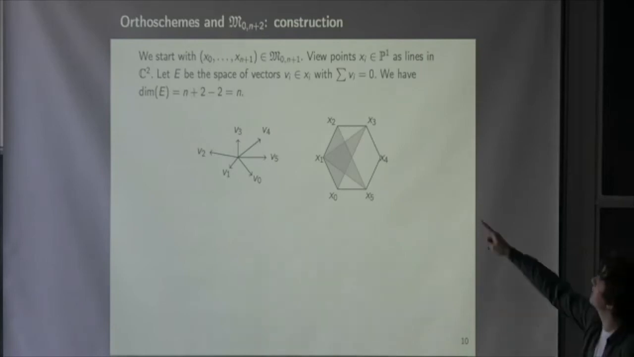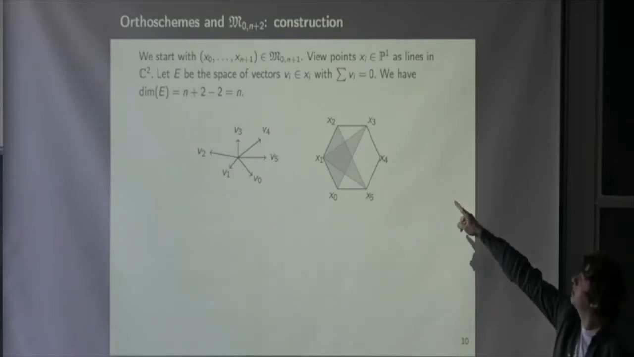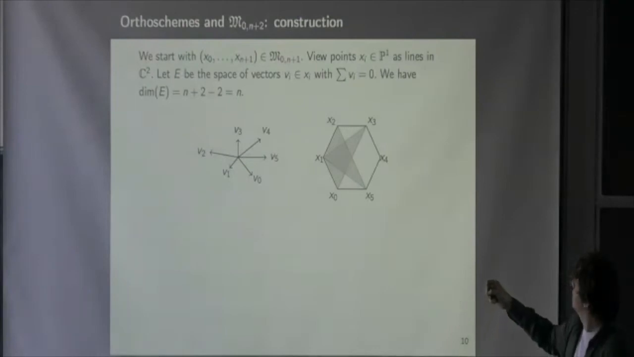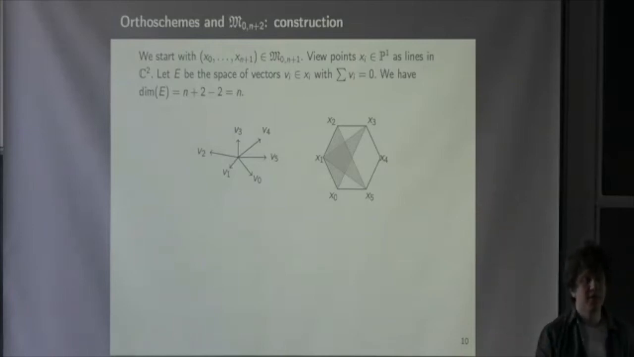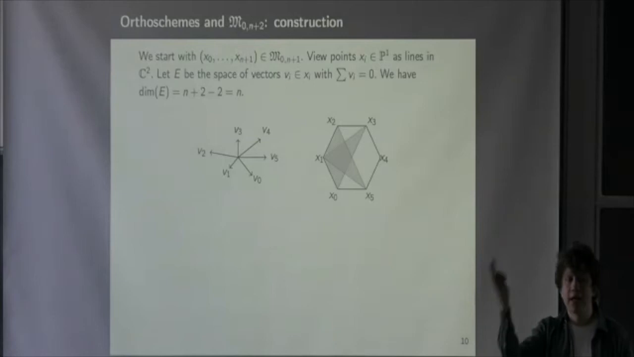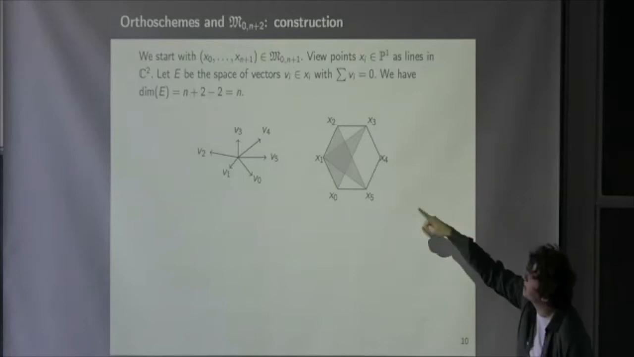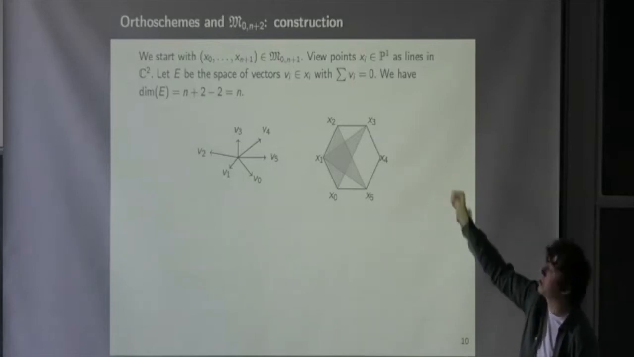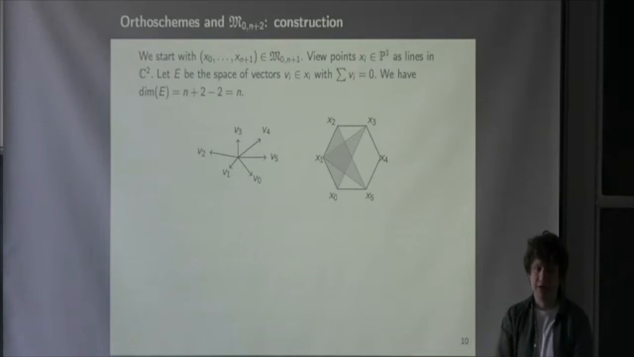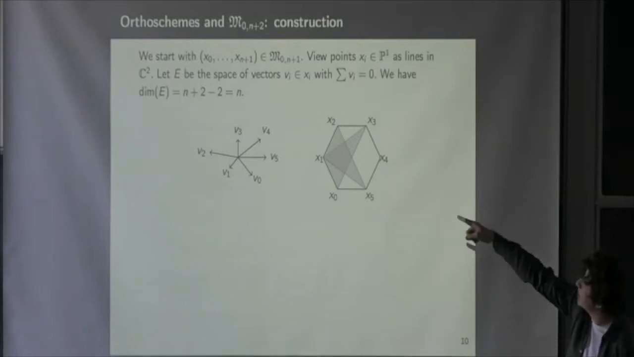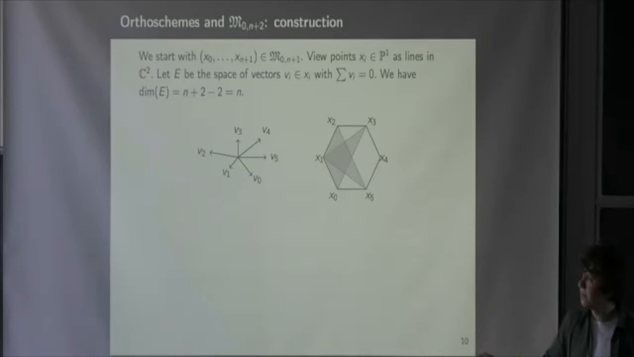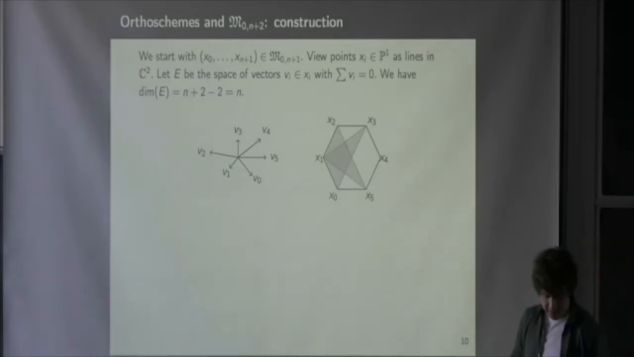So we start with a configuration of points. It should be n plus 2 points in P1. And these are just n plus 2 lines in 2-dimensional vectors. So I need to construct a vector space of dimension n, whose projectivization will be P^(n-1), with a quadratic form and a collection of hyperbolics. So this is what I need. The space is easy to construct. I just take vectors going along these lines with sum equal to 0, so kind of a balanced configuration of vectors. And the dimension will be immediately n. That's easy to see. So that's the picture on the left.